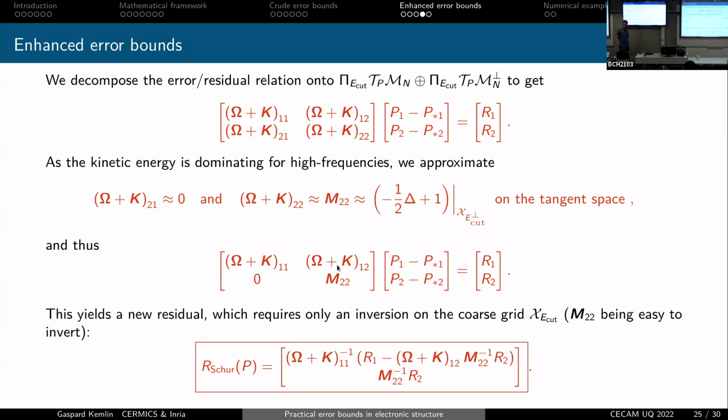And so if we invert that, in the end, we have some kind of new residual that I call Schur, because we use the Schur complement, where on the expensive grid, the high one, we don't want to do too much computation, so we only invert the diagonal operator. And then on the small grid, on which we already did an SCF calculation, we invert omega plus K on this same grid, and the cost is the same as an SCF. So by doing this, you just multiply by 2 your total computational cost.